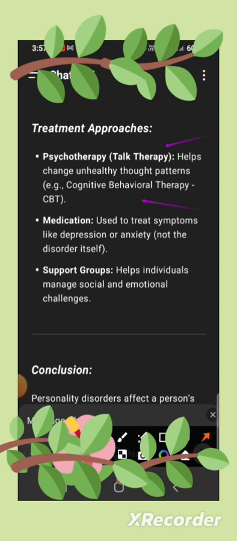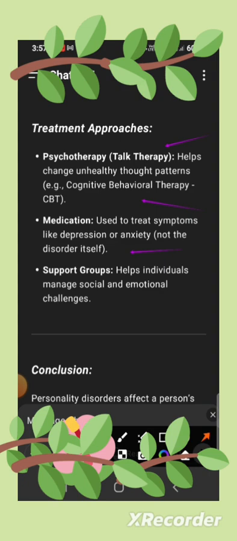Psychodynamic therapy explores past experiences and unconscious influences on behavior. Meditation. Antidepressants help manage depression and anxiety. Example, SSRI. Mood stabilizers reduce impulsivity and emotional instability. Antipsychotics used for severe symptoms.